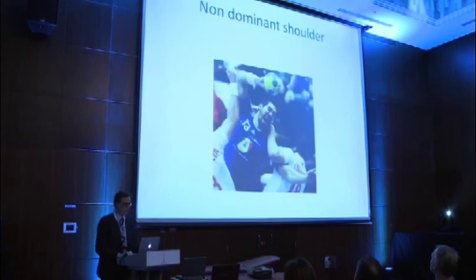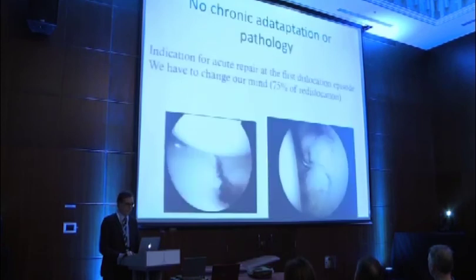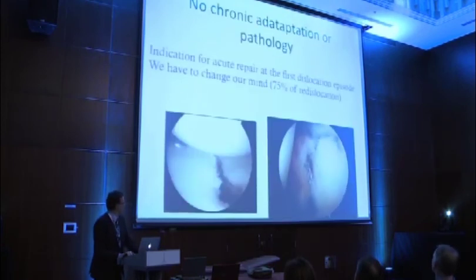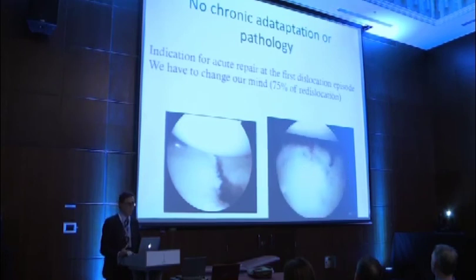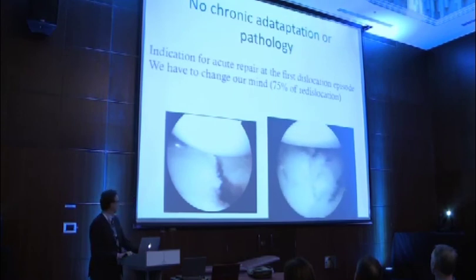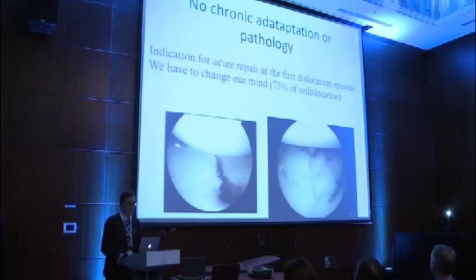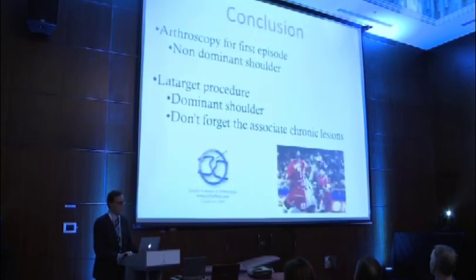For the non-dominant shoulder, maybe it's a little bit different. There is no chronic adaptation or pathology, and maybe in the first dislocation, the first episode, we can propose arthroscopic repair. Maybe it's one of the indications. You can see here in this case, it was a bony Bankart, and I operated on this patient not as an emergency, but 3 days after his dislocation.